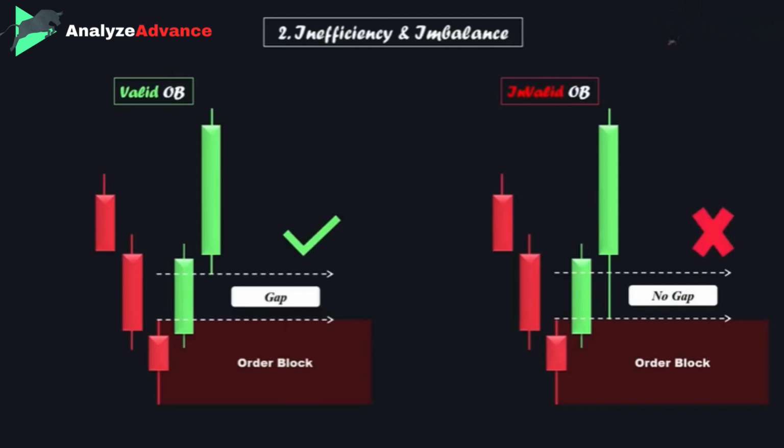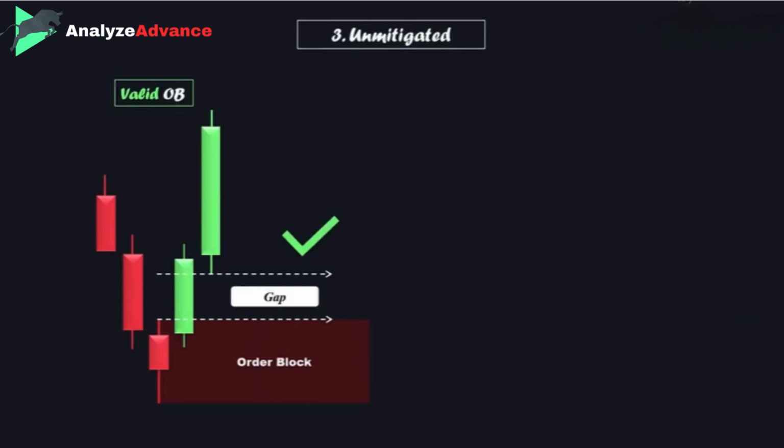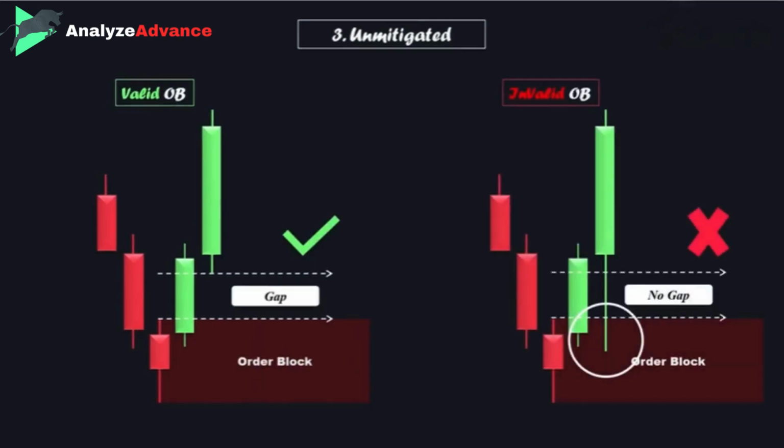Rule number 3, it must be unmitigated. Order blocks are considered one-time use, meaning we focus on the trading opportunity when price first enters an order block. Once an order block has been mitigated, we do not consider it as an area of interest for future trading. Rule number 4, it emphasizes that a high-quality order block must lead to a break of structure or a change of character in the market.